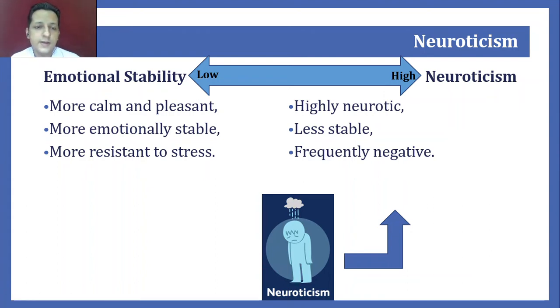On the other hand, there are people who are having good kind of emotional stability. Such people are more calm and pleasant. They also are more emotionally stable, and they usually are resistant to stress. Well, why am I discussing all these five parameters? Because we all need to think about where we are. See, it doesn't mean that you fall on the extreme of any one side only.